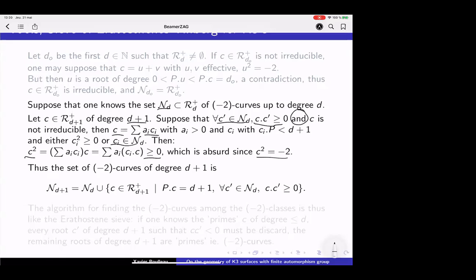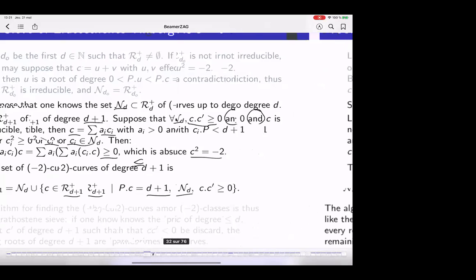And thus you may conclude that the set of -2 curves of degree less or equal than d+1 is the set of -2 curves of degree d, union the set of roots which have degree d+1 with respect to the polarization p, and such that for every curve of degree less or equal than d, the intersection is positive or 0.